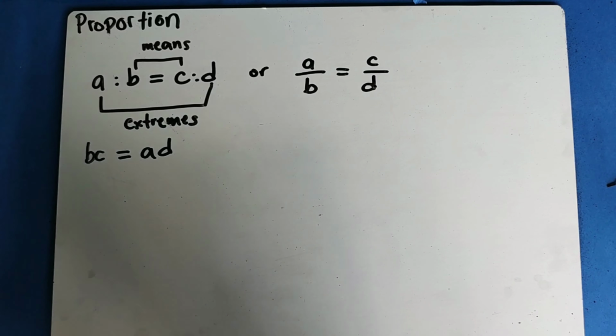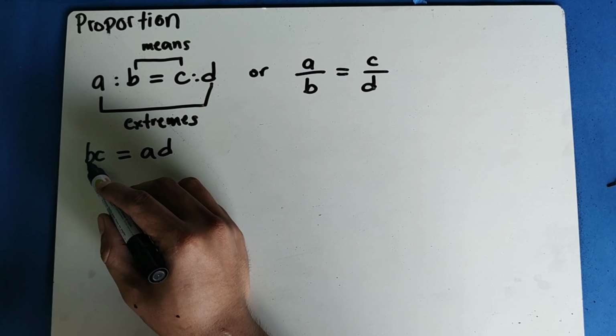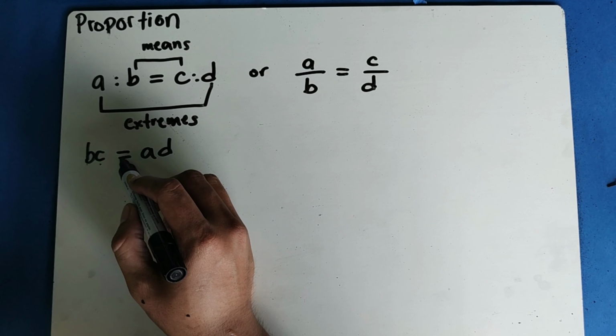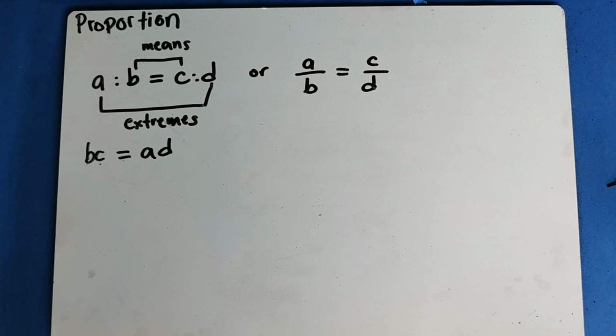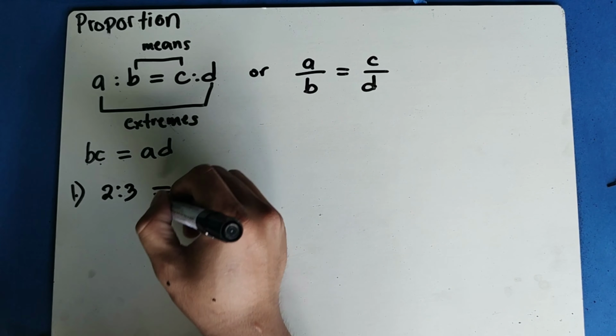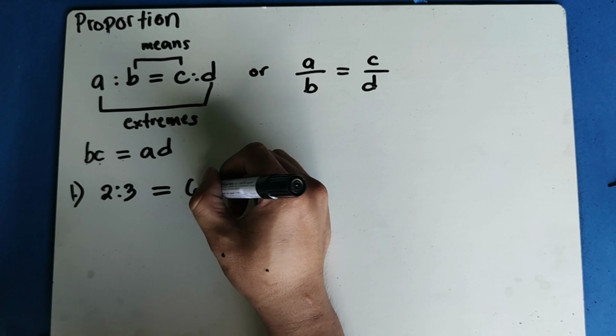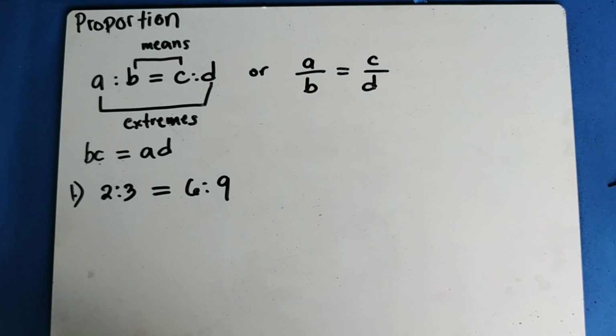That is what we call proportion. The two ratios become a proportion if the product of B and C is equal to the product of A and D. So we have here an example. We have to determine, example 1, if 2 is to 3 is equal to 6 is to 9. We are going to identify if these two ratios are a proportion.